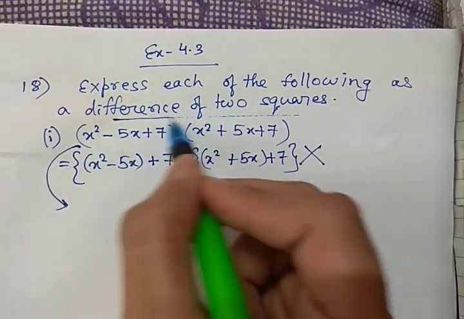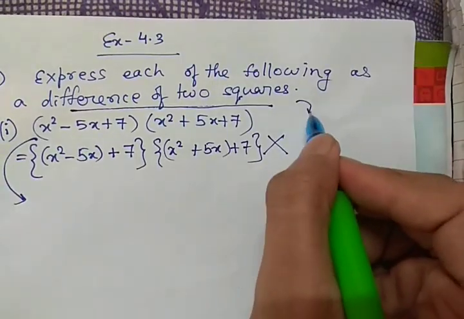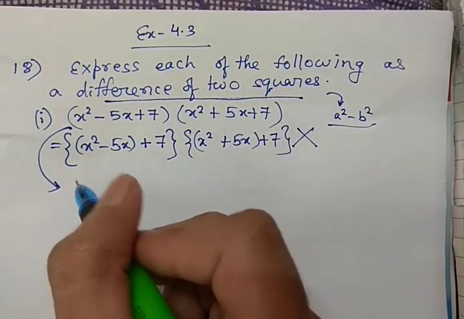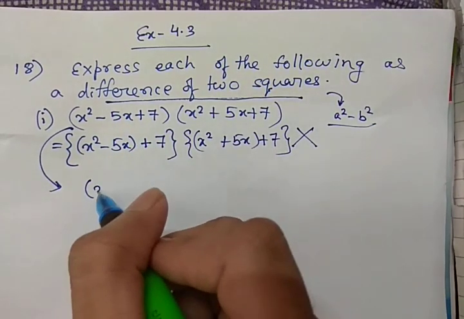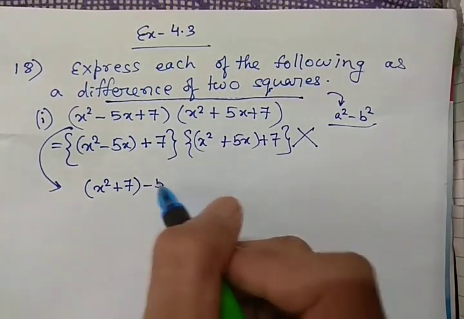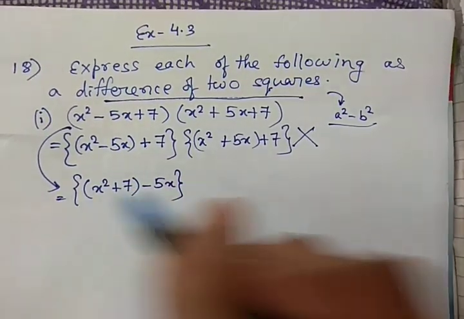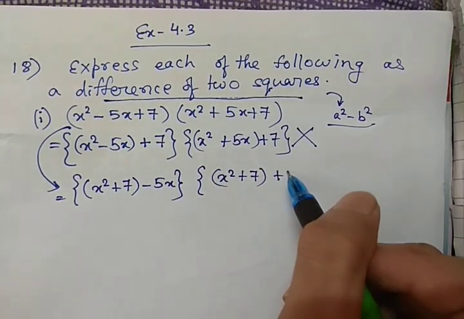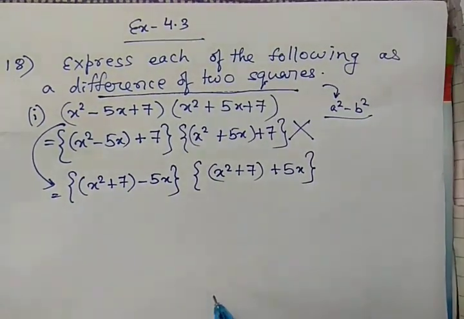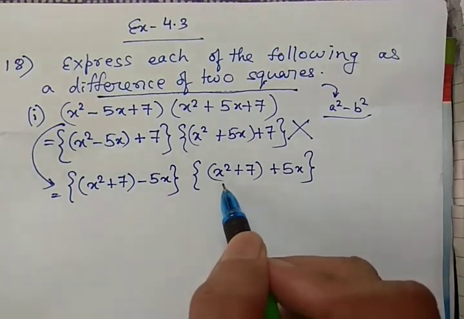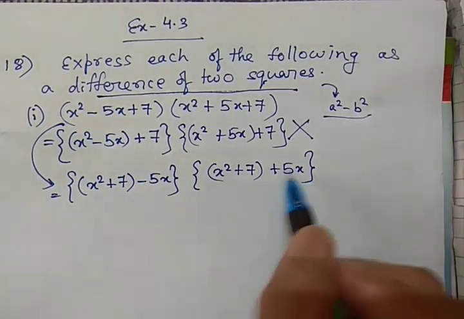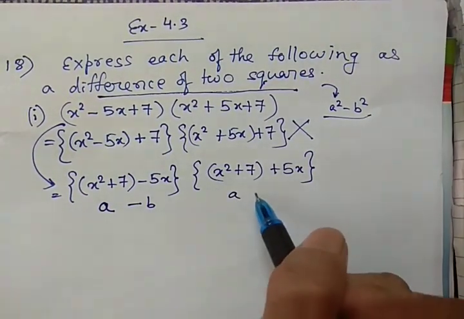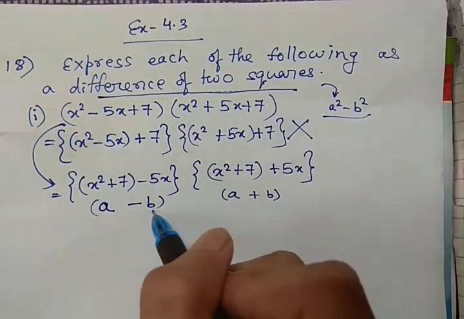We have to form difference of two squares. That means we have to form it as a square minus b square form. Okay, we have to bring this format. So let us try another combination. So now x square plus 7 minus 5x. If I do the grouping in this way, and in this case if I do x square plus 7 plus 5x. Okay, so now check this, x square plus 7 minus 5x, x square plus 7 plus 5x. That means it is clearly written as a minus b form, and this is a plus b form, and both are actually multiplied, isn't it?